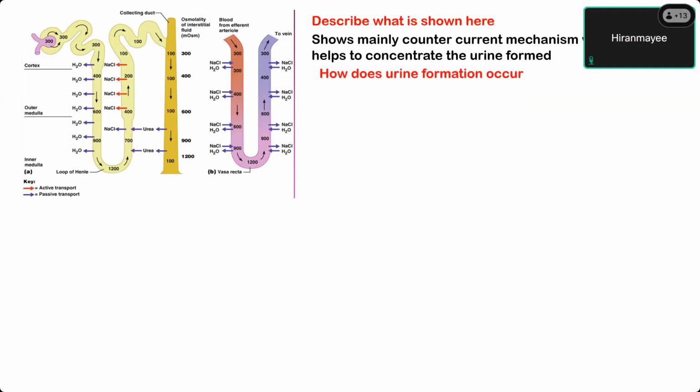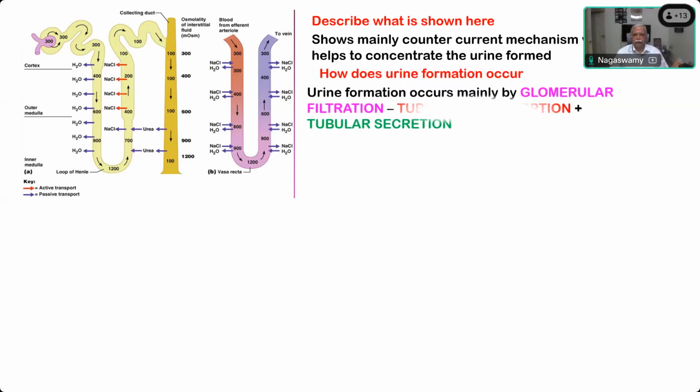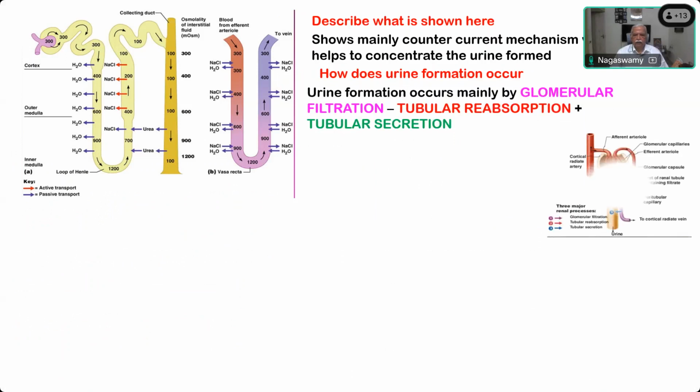Glomerular ultrafiltration, reabsorption, tubular secretion. Very good. Three steps. So it's mainly glomerular filtration minus tubular reabsorption plus tubular secretion. Okay. These are the three things that produce the urine in a very simple way. So how is the filtrate turned into urine?